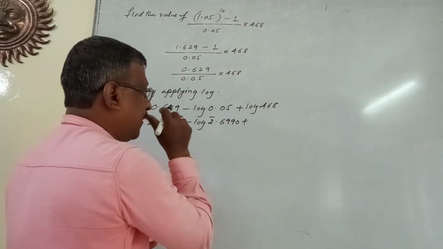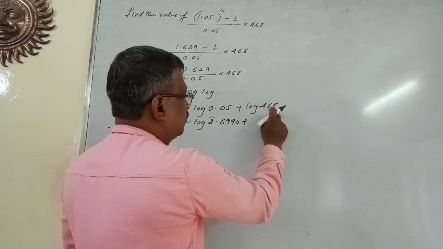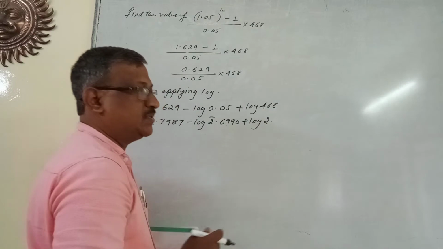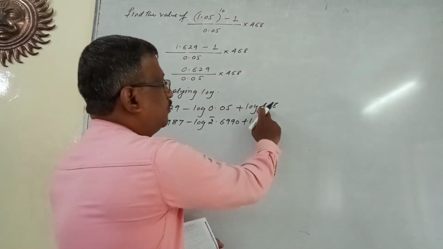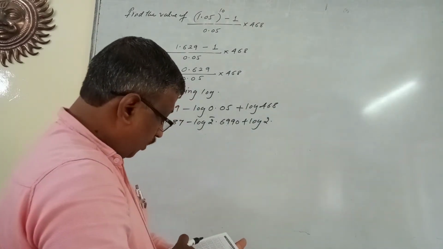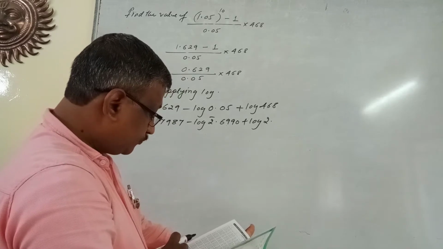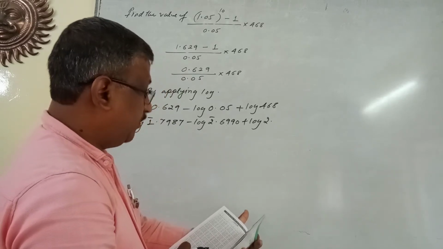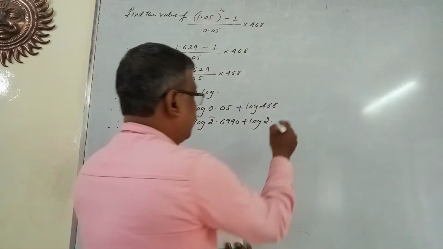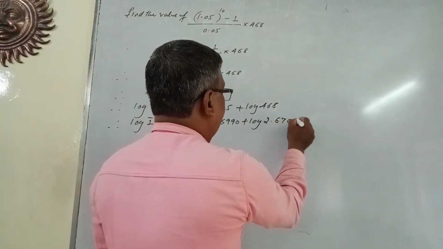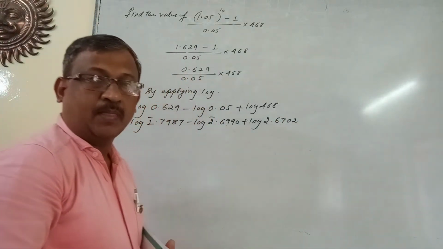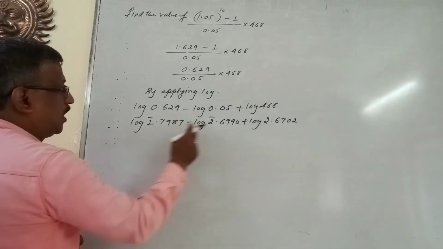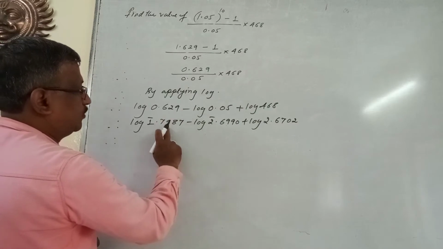Plus, now you have to find out the log of 468. So the characteristic of this number will be 2. Place the decimal point, go for log. In the log you have to see the 46 row, 8th column. So 46 row, 8th column you will get 6702, and the mean difference column is not there, so it comes to 6702. Clear?